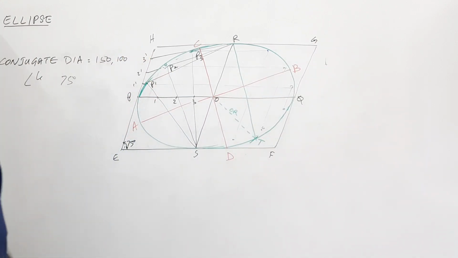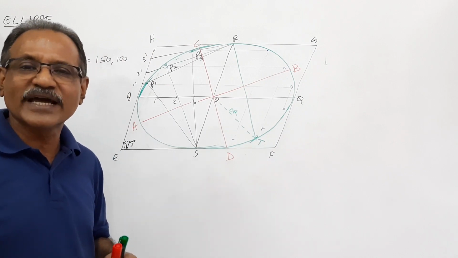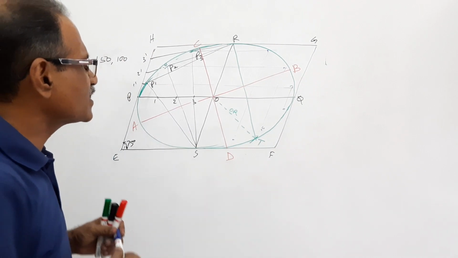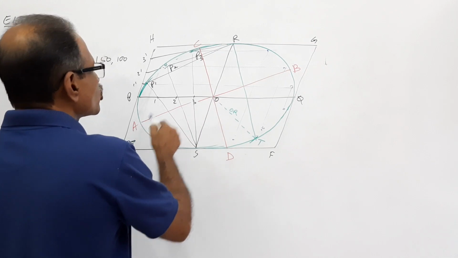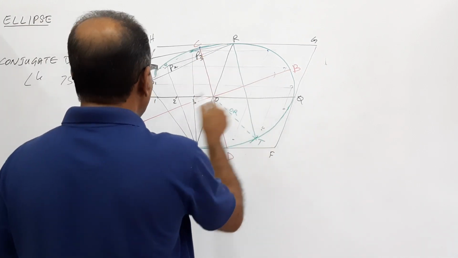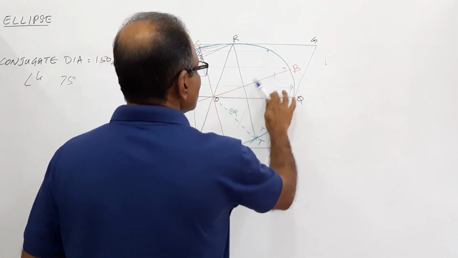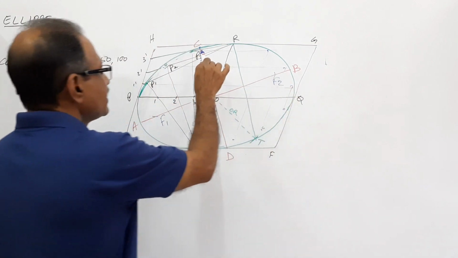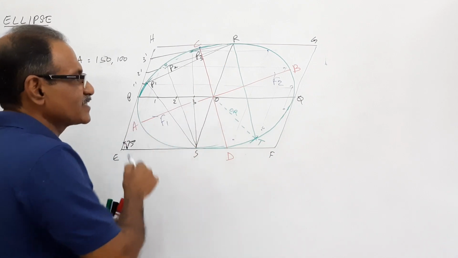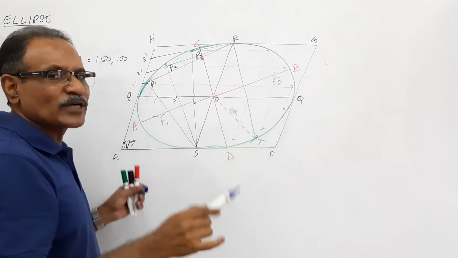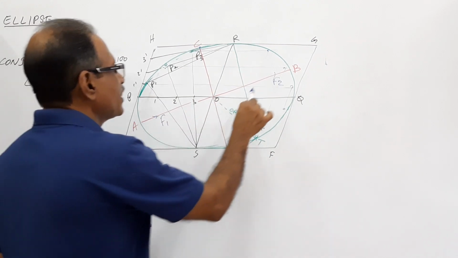Once you get the major and minor axis, you can very easily find the foci. Now, where are the foci? Take OA in your compass and C as center, draw arcs on either side. What do you get? You get F1 and F2, correct? I repeat. Take C as center and OA as radius, cut arc on the major axis on either side. You get the foci, F1, F2.